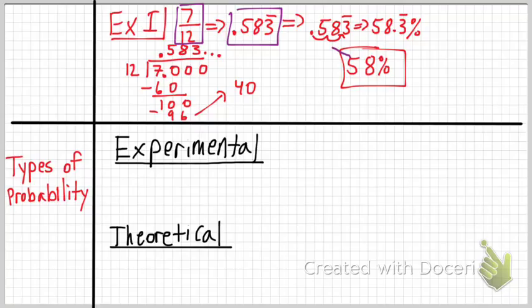So let's talk about the different types of probability. We have experimental probability, which is based on an actual result, saying that you actually flipped a coin or actually drew a card or you actually rolled a die. So experimental probability is based on an actual event.